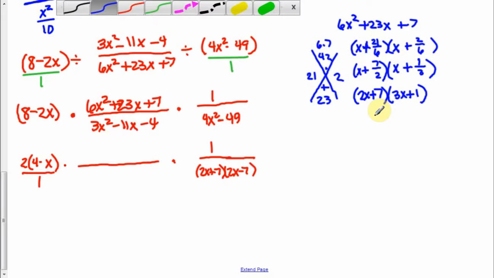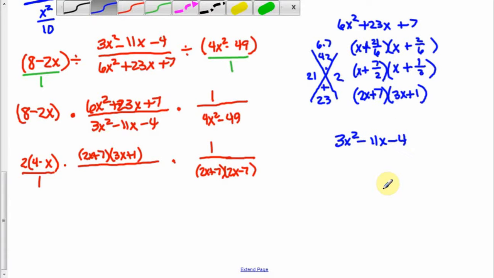If I FOIL it out, it does match up to that. So I'm going to come back over here and write my factors in. 2x plus 7 times 3x plus 1. I have to do the same thing with this denominator. So let me come over here. 3x squared minus 11x minus 4 is what I'm factoring.